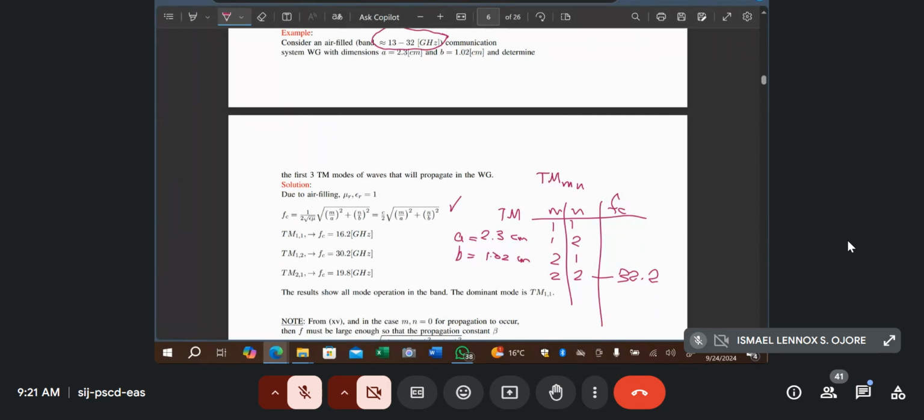Yes, it's the dominant mode. It is the one that will give us the lowest, isn't it? Because you can see the cutoff frequency depends on the value of M and N. So we just need the lowest value for M and N to get the minimum frequency.